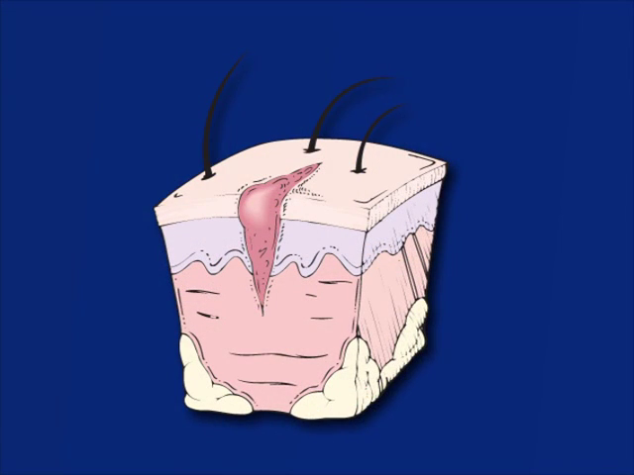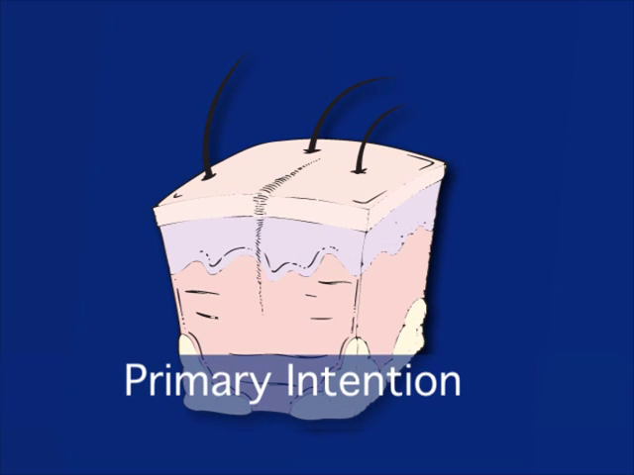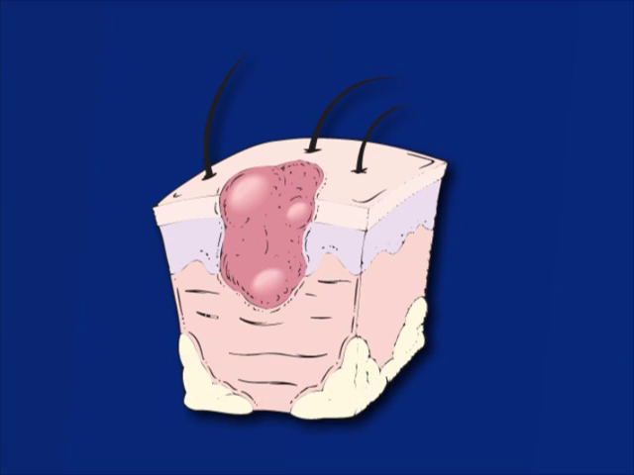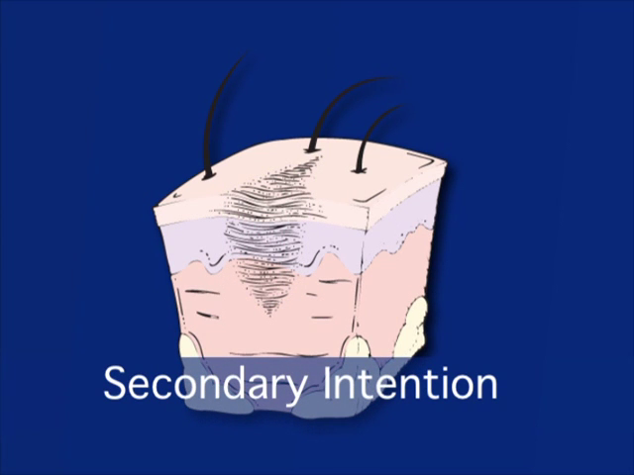In wound healing by primary intention, tissue loss is minimal, the wound's edges are pulled together and closely approximated, and healing occurs by connective tissue deposition, as in a surgical wound. In wound healing by secondary intention, tissue loss is greater, the wound's edges are not approximated, and healing occurs by granulation tissue formation and wound edge contraction, as in a severe laceration or pressure ulcer.